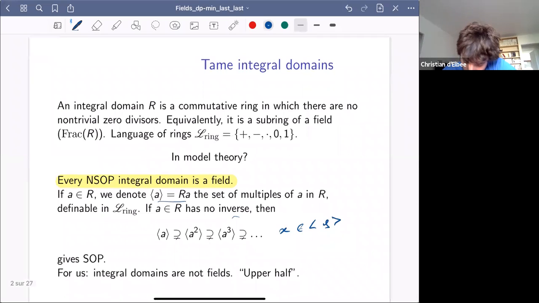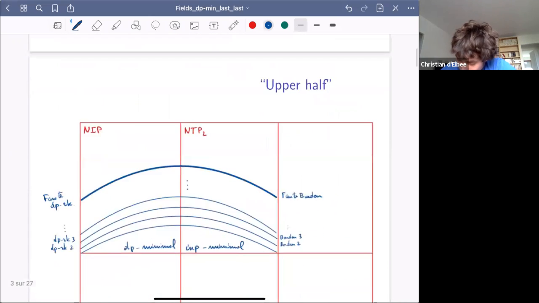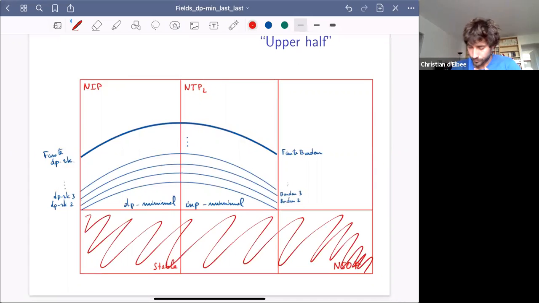So for us, we will be interested in integral domains which are not fields. So we will be in the upper half of the classification. Everybody knows this classification landscape. All this NSOP class, I put this in red, will be out of reach. So we will be interested, of course, in DP minimal ones, but also we can say little things about INP minimal, finite burden and finite DP rank.